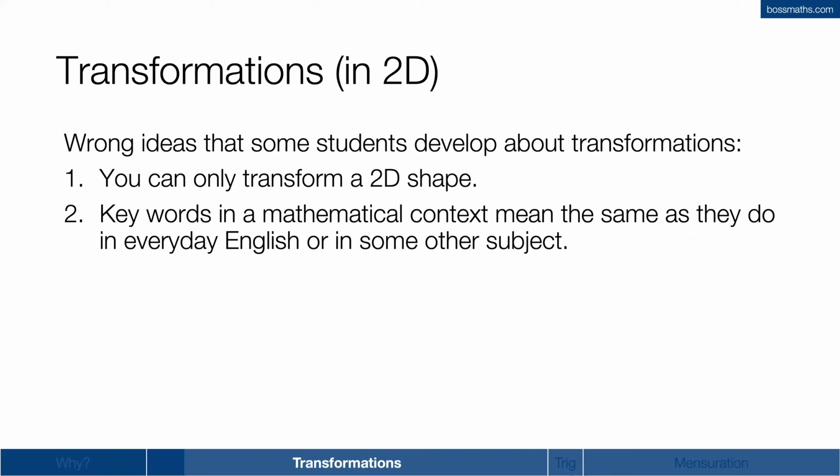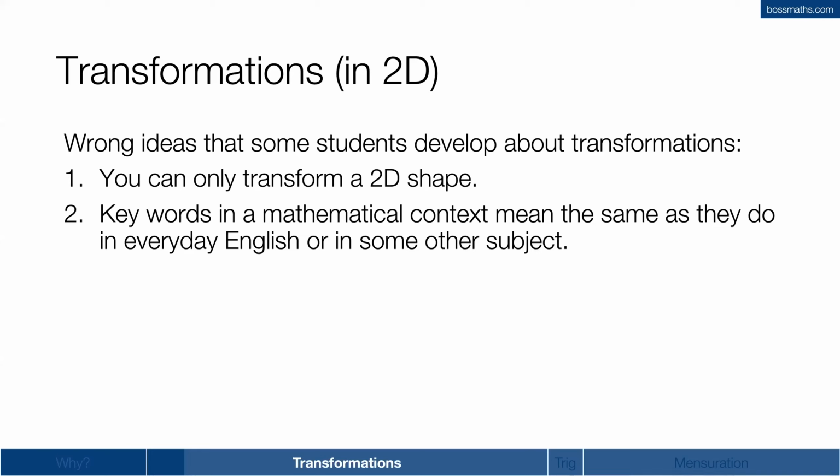So this is the main part of this workshop. You can see roughly where we are at the bottom of your screen. Hopefully, if it's not too blurry, we've got transformations, trig to come, and mensuration at the end. Now, here are a couple of wrong ideas that some students get in their heads. I'll be looking at ways that I've considered to address these in the next few minutes.